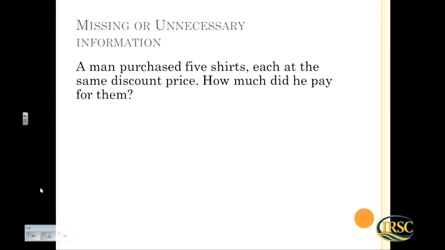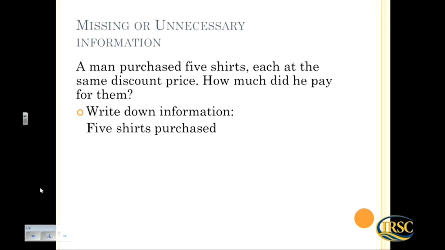All right, some of the questions in your homework are not going to necessarily ask you to solve it. It's going to ask you to identify any missing or unnecessary information. This is part of training your brain to identify the most important part of your problem. So a man purchased 5 shirts, each at the same discount price. How much did he pay for them? Now, normally, if you're going to look for missing or unnecessary information, you're actually probably going to run through how to do this problem in your head, because you're going to try to solve it and say, oh, wait, I'm missing that, or, oh, I never even used that number. That's unnecessary. So the first thing you might want to do is write down the information. That's step 1. Read the problem and write down the key information.